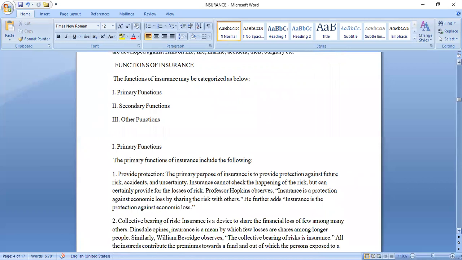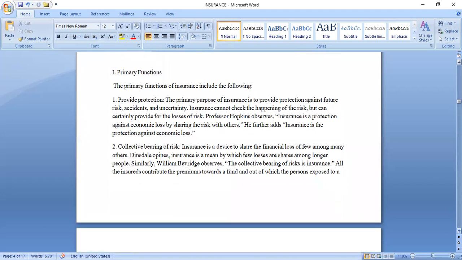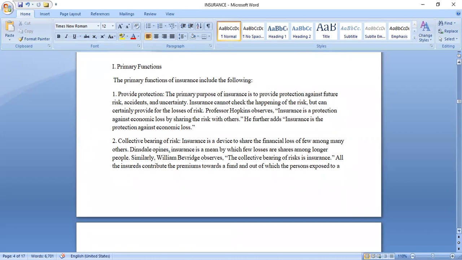All right, let's look at the functions of insurance. These are categorized into primary functions, secondary functions, and other functions. So let us look at the primary functions of insurance, and these include providing protection. So insurance aims at providing protection, and of course protection depending on the subject matter of insurance.